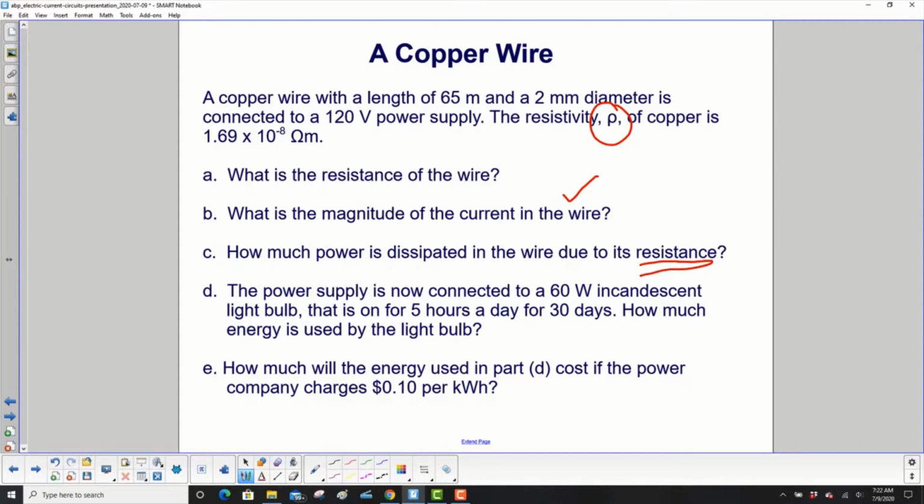And then we connect the power supply to a 60-watt incandescent light bulb. That's the old-fashioned bulbs. It is on for 5 hours a day for 30 days. How much energy is used by the light bulb? And then, how much will the energy used in Part D cost if the power company charges 10 cents per kilowatt hour?